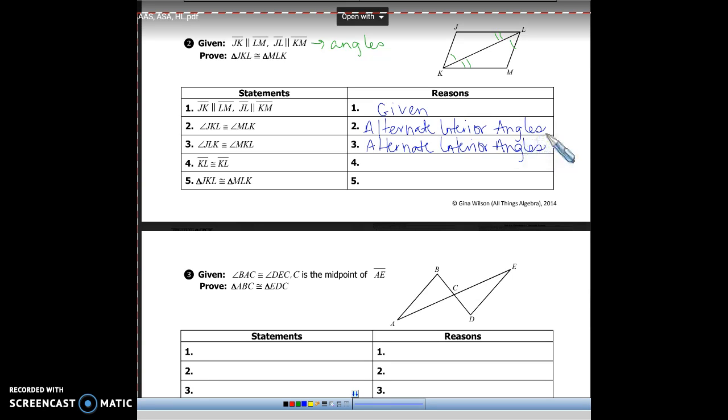And then the final thing in this picture is, two angles isn't enough, but they do share this side here. Since that side's in both triangles, side KL is going to be congruent to KL. Again, same thing on both sides. That is our reflexive property. And then lastly, now we have enough information to prove these two triangles congruent, and we can do that by angle, side, angle.